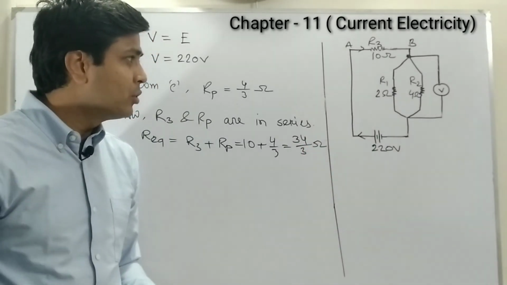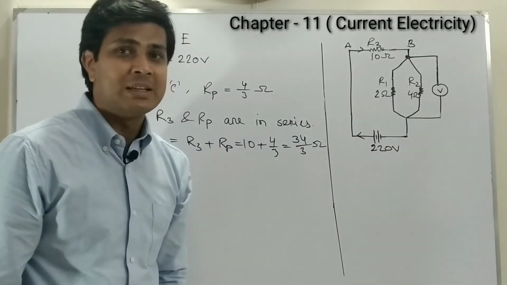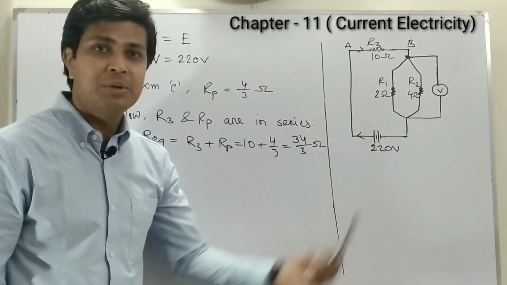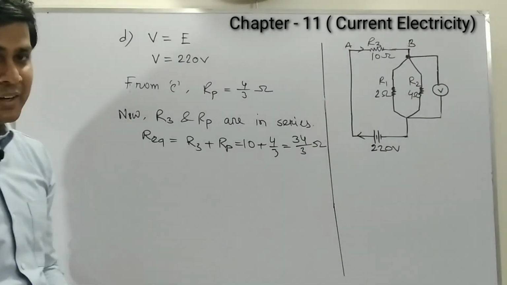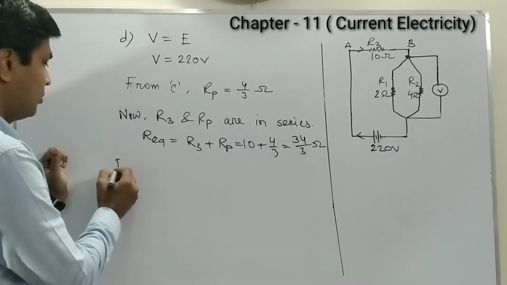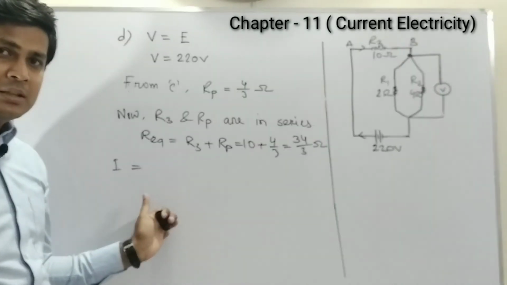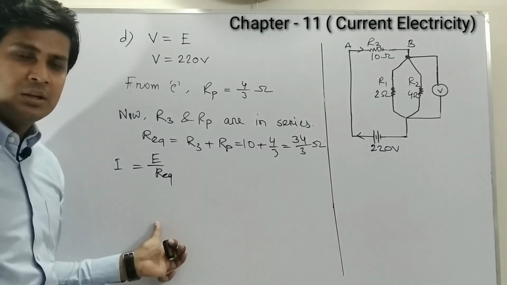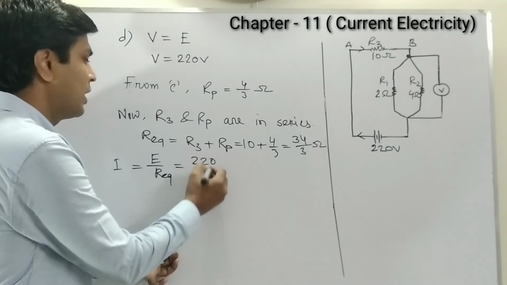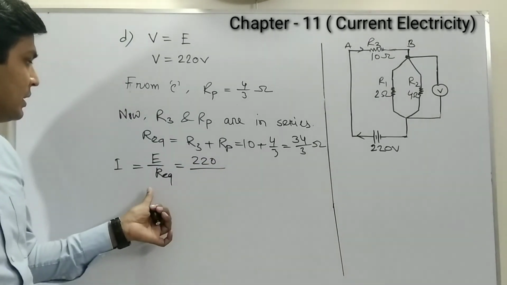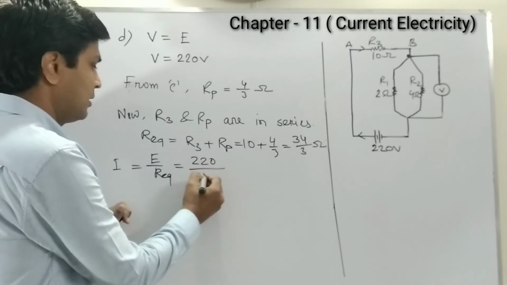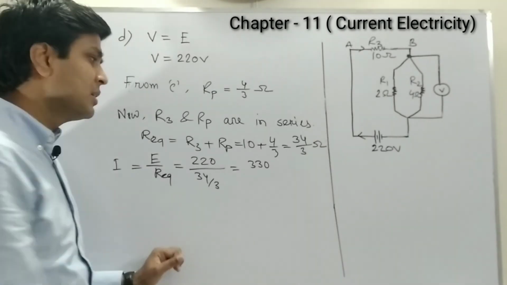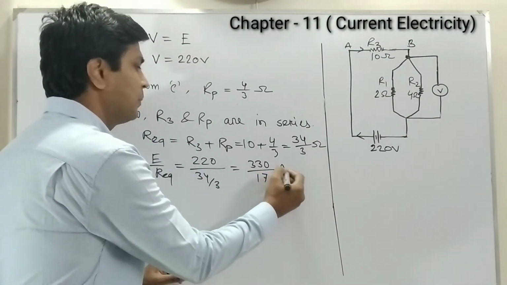If you want to calculate the voltage, then we have to calculate the current first, because the current of this circuit and the given circuit will not be equal. So we have to calculate the current. We know now the current I equal to E divided by R equivalent. Here E is given 220 volt, R equivalent is 34/3. The answer will be 330 divided by 17 ampere.